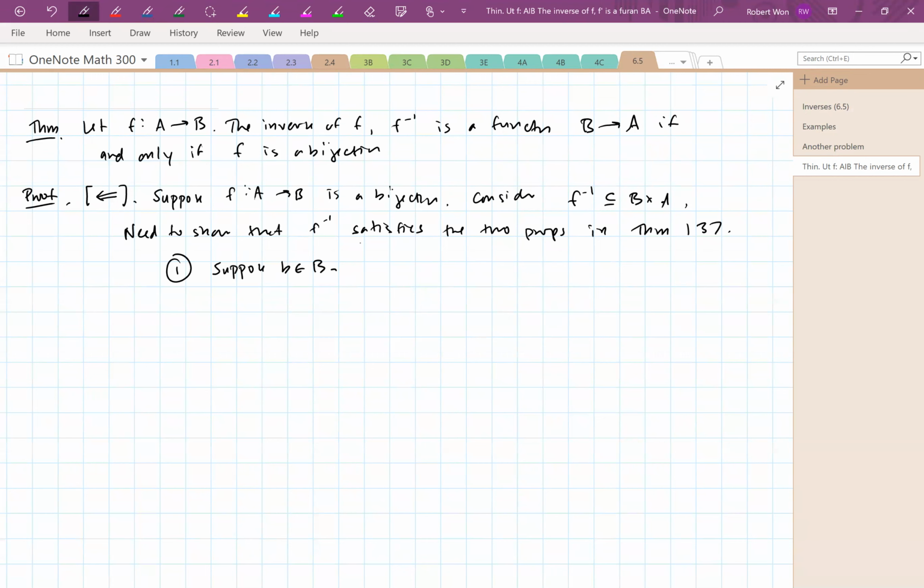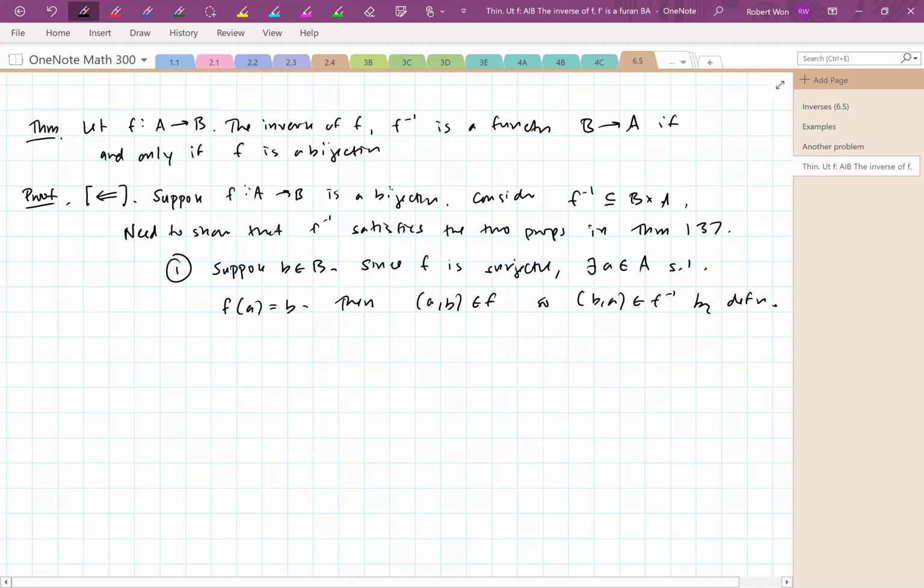Now, since F is surjective, this means that there exists some a in A such that f of a is equal to this little b that we have. So then a comma b is in f, so b comma a is in f inverse by definition. Therefore, I've shown that it satisfies property 1. No matter which b in B I pick, it appears as the first coordinate of something in f inverse.